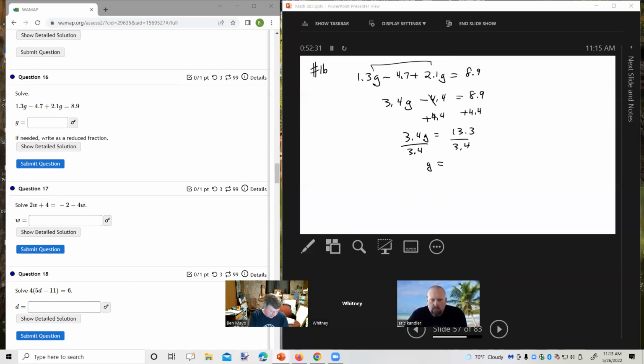And let's see, on my calculator, 13.3 divided by 3.4. Oh, it says if needed, write as a reduced fraction. Well, I got like 3.91176. I got this awful thing, right? So first thing I'm going to do is go back and check my work. 3.4, oh, I see a problem already right there.